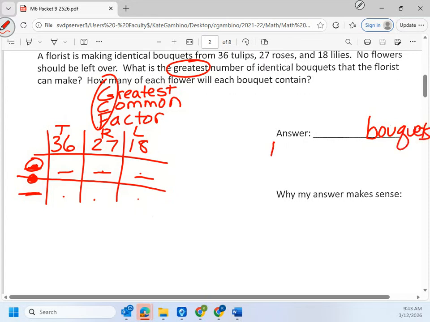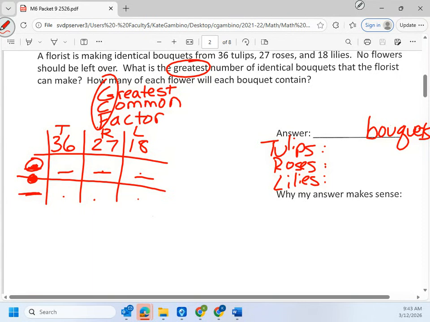Then we have to go back and say, okay, I have tulips, roses, and lilies. How many are going to be in each of those bouquets? So you're going to have to say, what's its factor, buddy? If I have 36 tulips, and if I divided out 12 to make 12 bouquets, what would 36 divided by 12 be? That would be 3. So there would be 3 tulips in each bouquet.